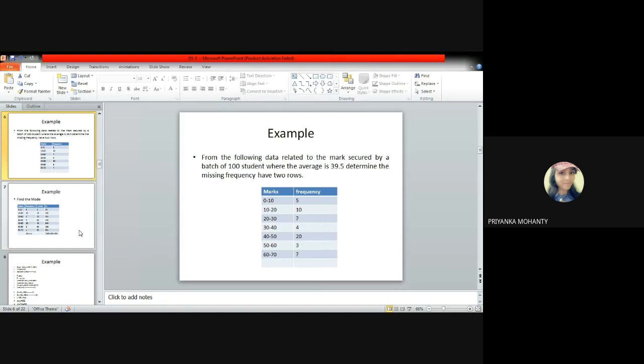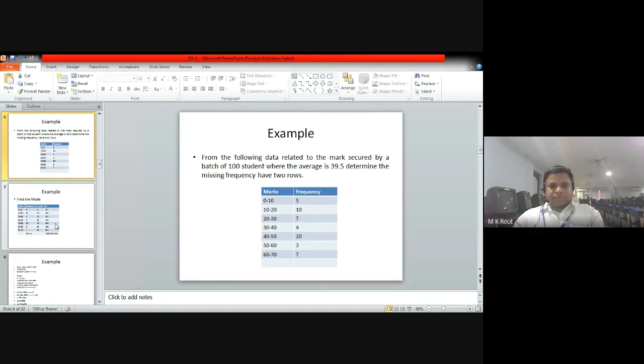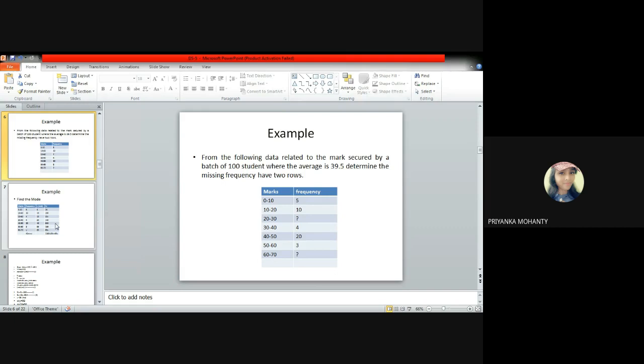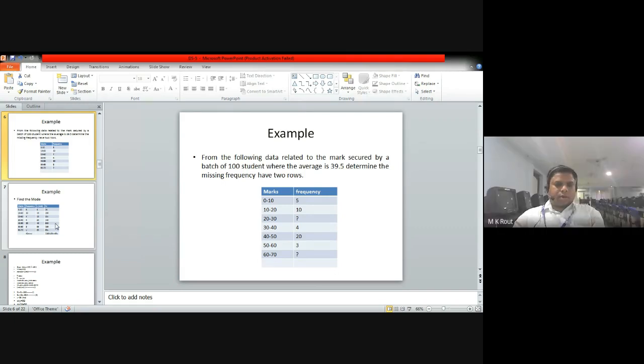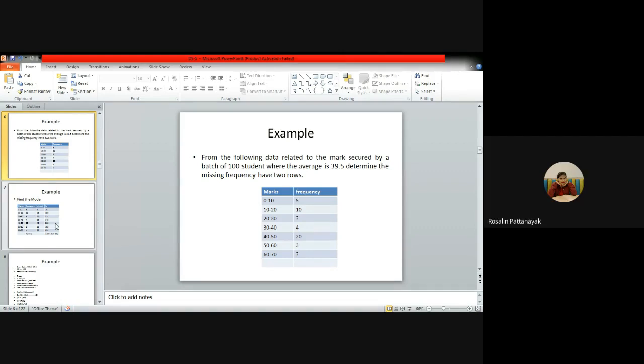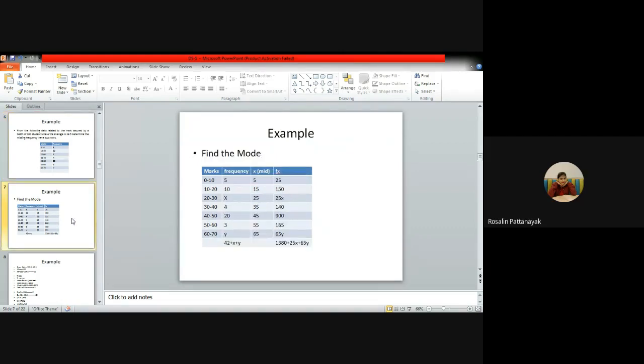Sir, 245. All right, sir. Calculate correctly. Total, sir, summation of x equal to 245, all right. That is wrong. Summation of f equal to 42 plus x plus y, no?